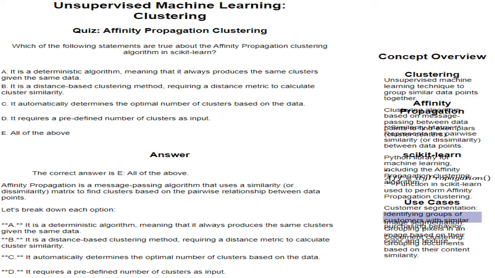Customer segmentation: identifying groups of customers with similar purchasing behavior. You could use affinity propagation to group customers based on their purchase history, product preferences, or spending patterns. This could help you develop more targeted marketing strategies.